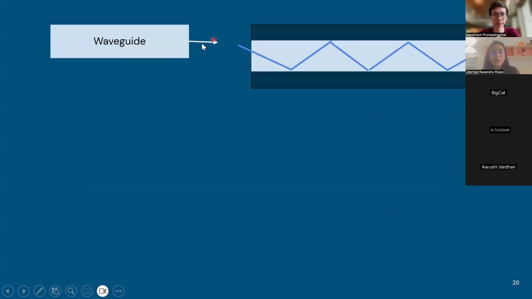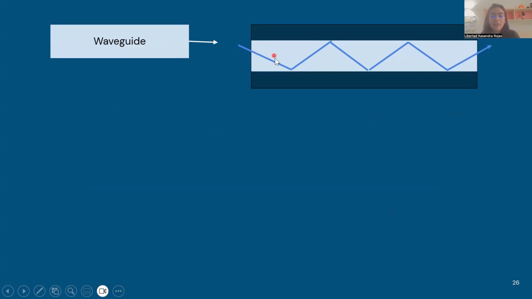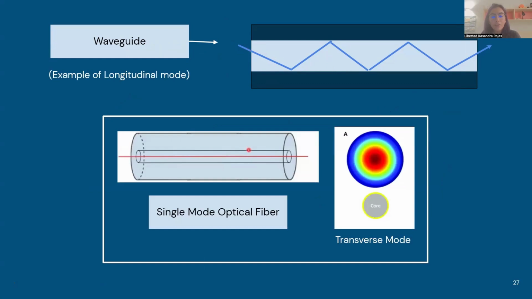And with that, we're able to create waveguides. Waveguides, pretty self-explanatory, I think, are just something that allows us to confine light to space and direct it however we want to. And in waveguides we have different modes. Just to give you an overview of what's happening, the representation that I have here could be, for example, one type of longitudinal mode.